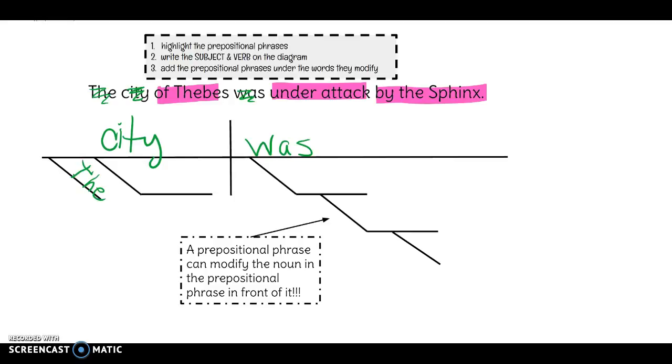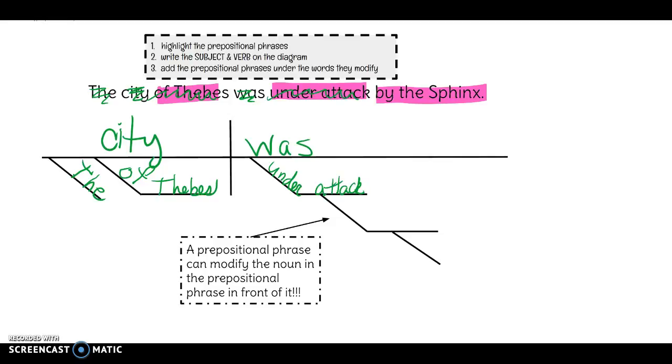And then I start with my prepositional phrases. So, of Thebes. Am I talking about a city of Thebes or was of Thebes? It's the city of Thebes. So my preposition goes on the line. And then my noun goes on this line. Cross them off. My next one is under attack. So is it city under attack or it was under attack? So it was. Under goes on this line. And then attack.